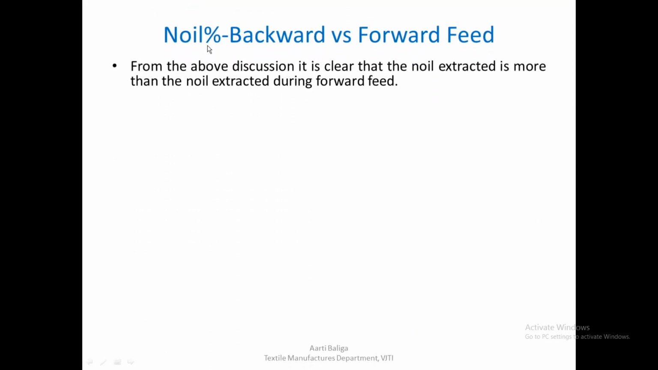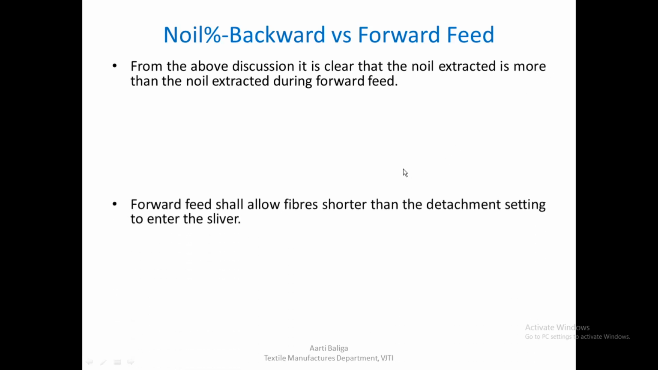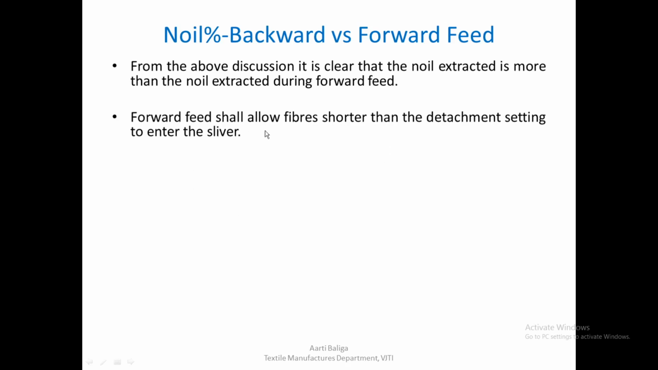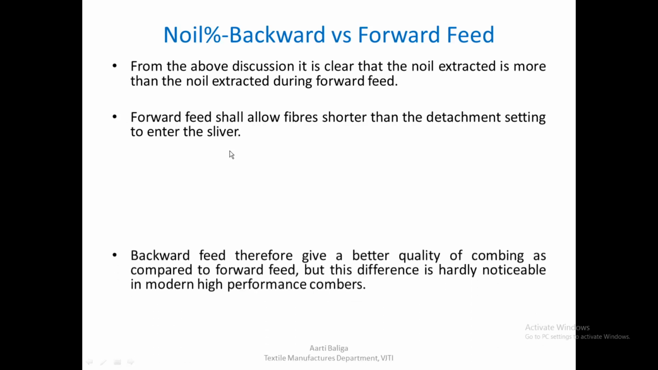So Noil percentage, if we were to compare between forward and backward feed, from the above discussion it is clear that the Noil extracted is more in case of backward feed. Forward feed, as we see, will allow fibers that are shorter than the detachment setting into the sliver, which is E minus S.